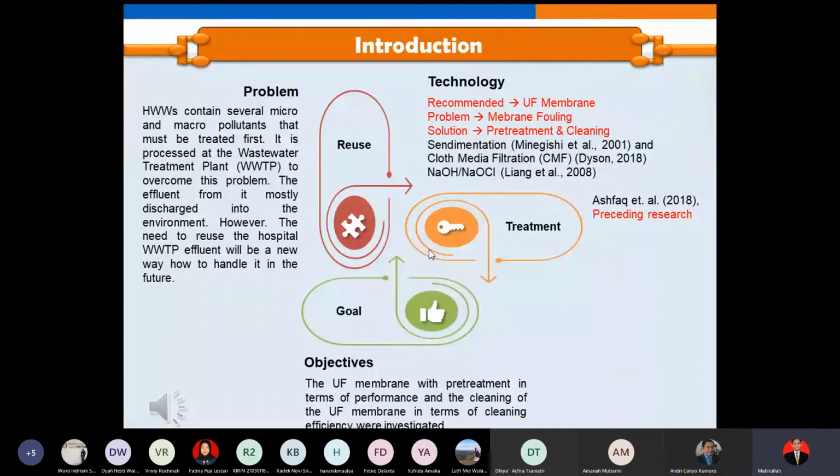The research found that ultrafiltration was able to provide more than 87% rejection for parameters such as COD, TSS, and surfactant concentration. The problem is membrane fouling. It causes permeate flux reduction and frequent physical and chemical cleaning.